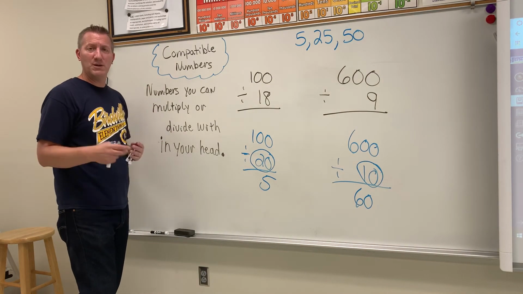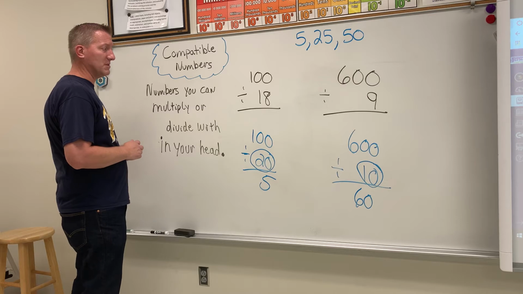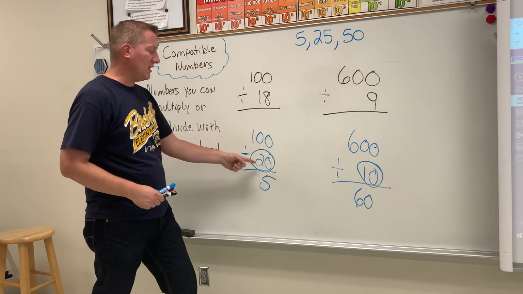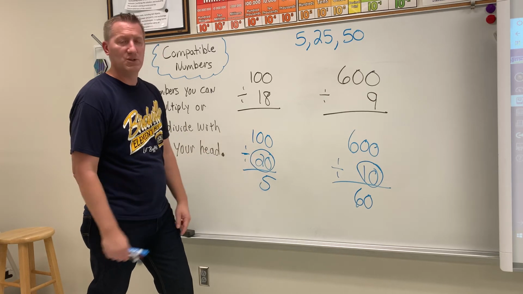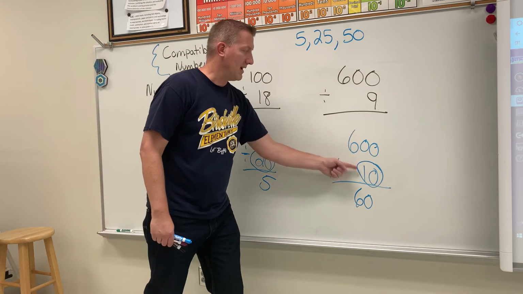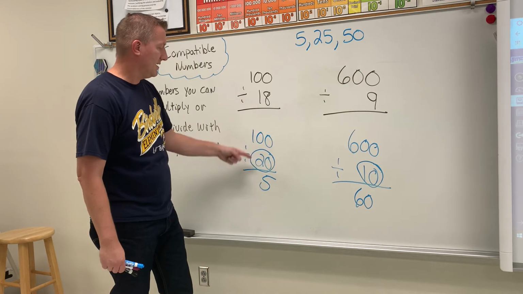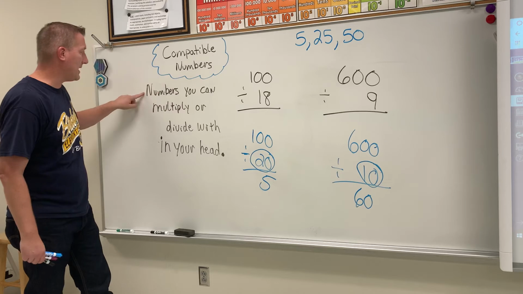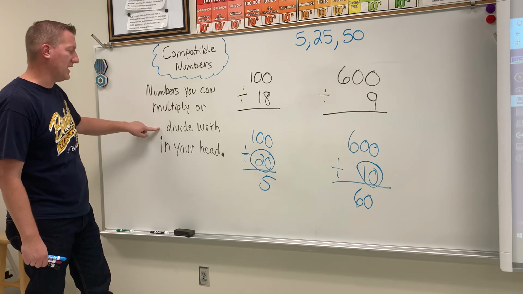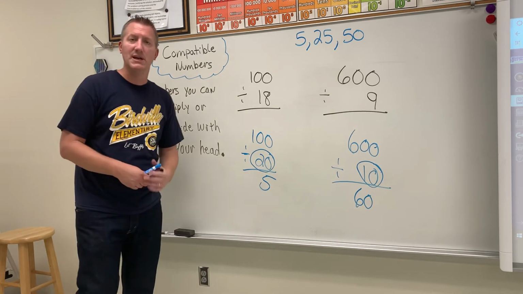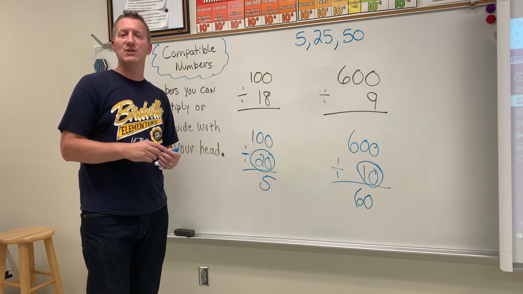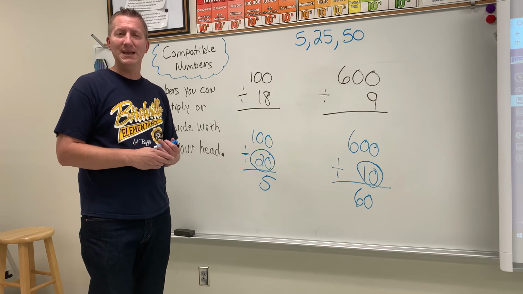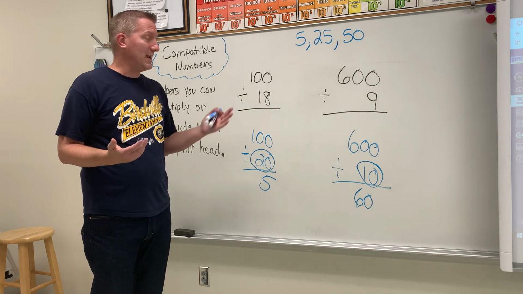Hopefully that will help you in your learning of compatible numbers and dividing with compatible numbers. You round up to a number that you can do in your head. 10 is close to 9, 20 is close to 18. Compatible numbers are numbers you can multiply or divide with in your head. I hope that gives you a better understanding of what compatible numbers mean, and that was my best way to describe it.